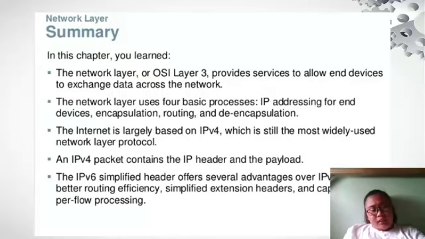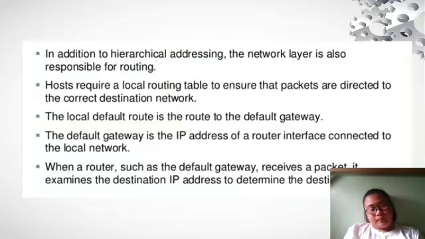The fourth one is an IPv4 packet contains the IP header and the payload. And the IPv6 simplified header offers several advantages over IPv4, including better routing efficiency, simplified extension headers, and capability for per-flow processing.